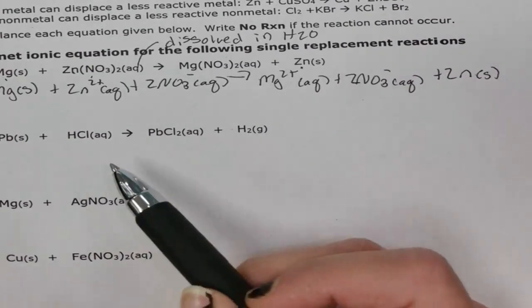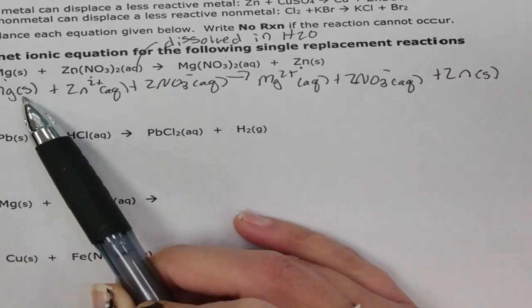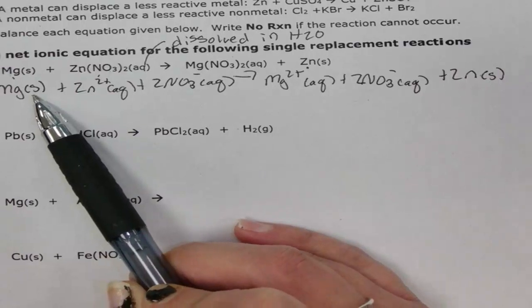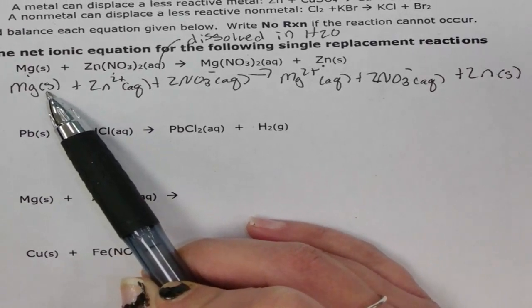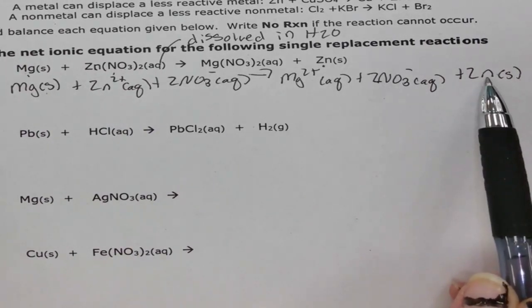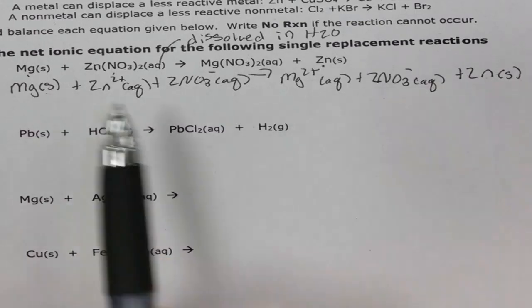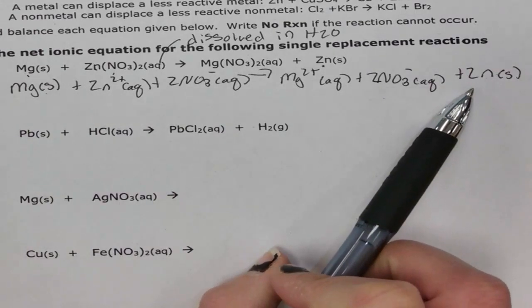So a single replacement reaction, let's look here. On this equation, I have a solid magnesium as a reactant, and I have solid zinc as a product. So I have two things involved in the reaction.